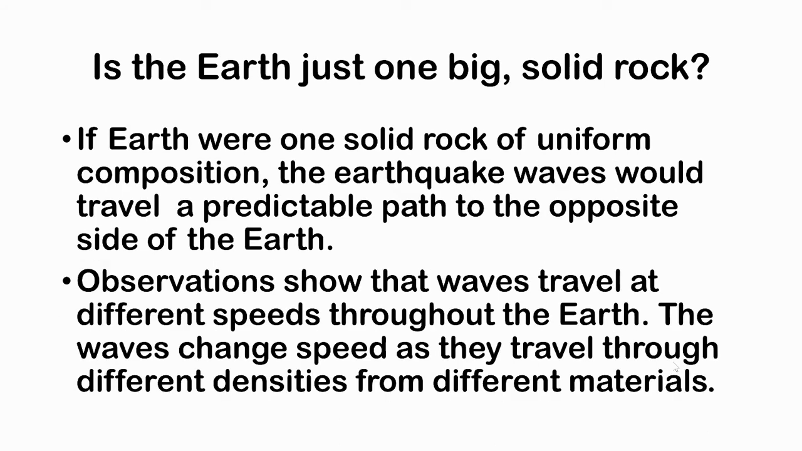Is the Earth just one big solid rock? Well, no. If Earth were one solid rock of uniform composition, the earthquake waves would travel a predictable path to the opposite side of the Earth. Observations, however, show that waves travel at different speeds throughout the Earth. The waves change speed as they travel through different densities of different materials, right? When you have that, you have a change in speed through each discontinuity, the abrupt layer change due to different densities. When they change speeds, they change directions.